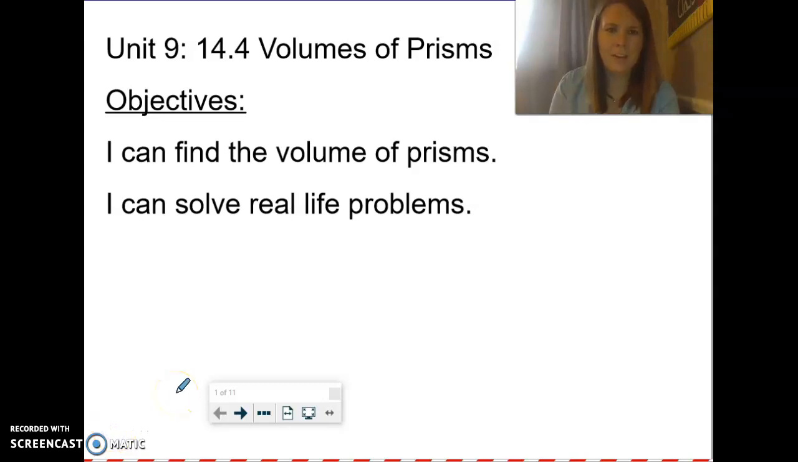Hello, 7th graders, and welcome to your next lesson for this unit, which is on volumes of prisms. We are moving into talking about volumes this week, volume of prisms as well as volumes of cylinders.